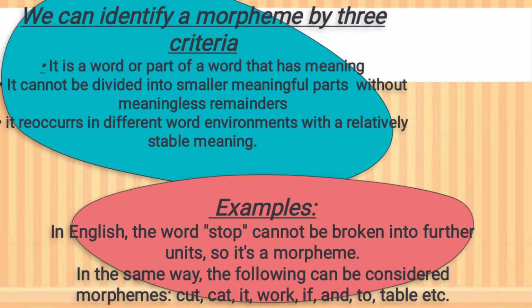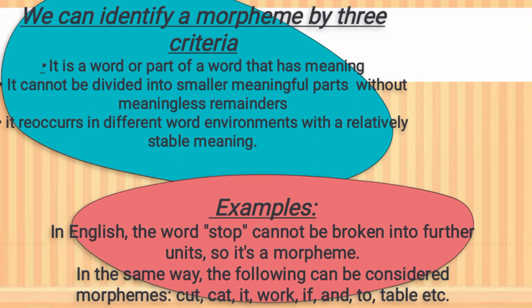We can identify a morpheme by three criteria. 1. It is a word or part of a word that has meaning. 2. It cannot be broken or divided into smaller meaningful parts without meaningless remainders. 3. It reoccurs in different word environments with a relatively full meaning.